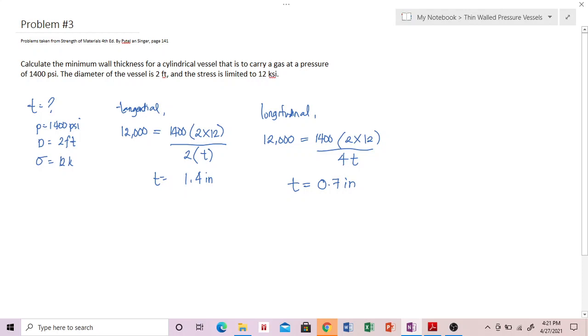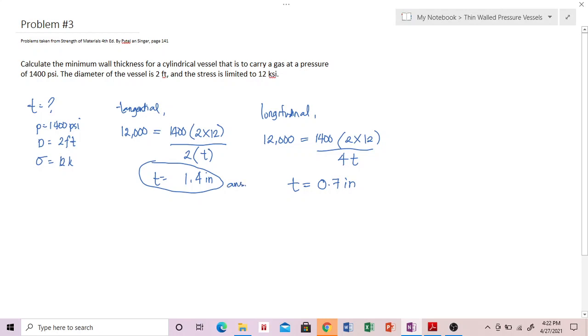Ngayon, nagde-design ka ngayon ng thickness, ano ang pipiliin mo? Is it 1.4 inch or 0.7 inch? Okay. So, ang pipiliin mo now, class, is the 1.4. No? So, this is the final answer.